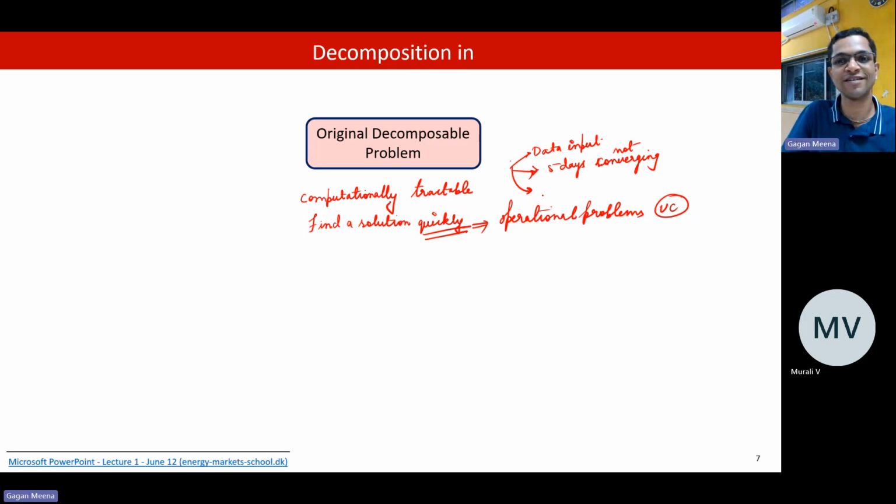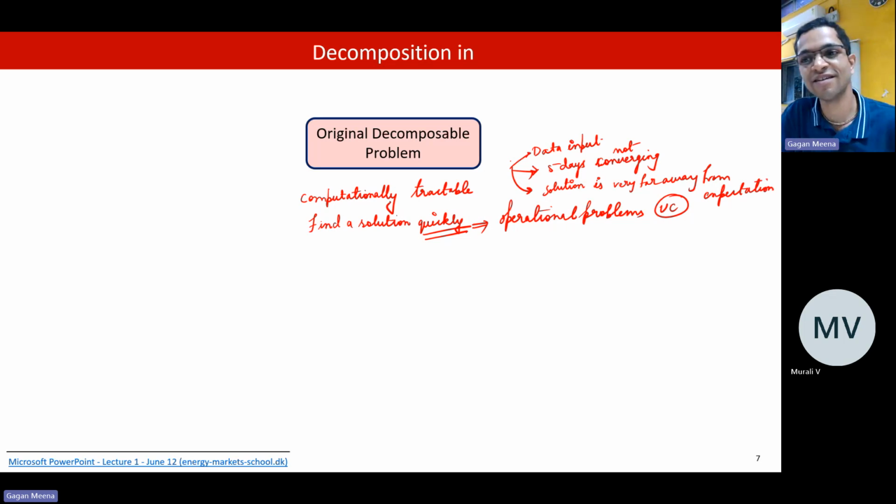It can happen that after 5 days, when it is solved, you see the solution is very far away from expectation. Then we need to change things, check, debug it, run it again and wait for 5 days. Sometimes we even have to change the data set and do several iterations with different data sets. We also want to do sensitivity analysis, to see if there is a small change in data.